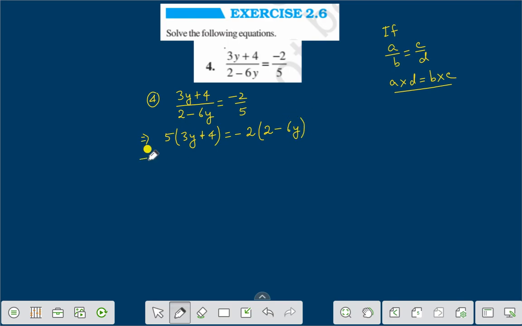that is equal to 3 5s are 15y, 15y plus 5 4s are 20 is equal to -2 twos are 4, minus into minus is plus, 6 twos are 12y, 12y.